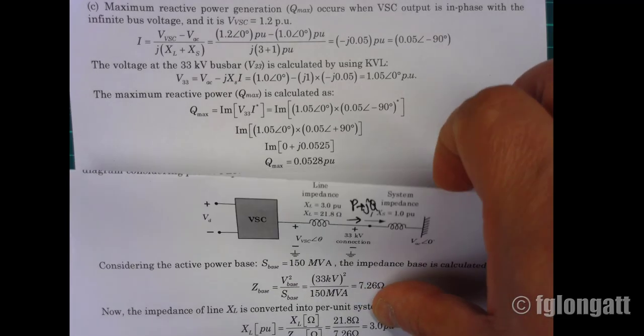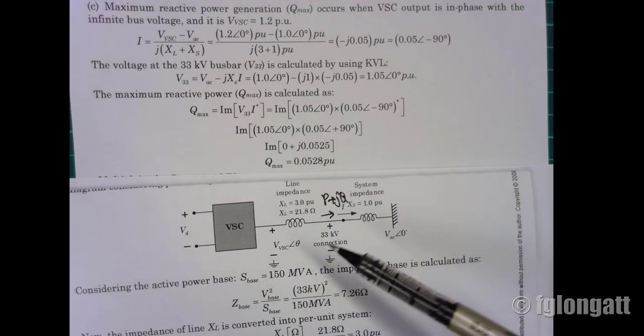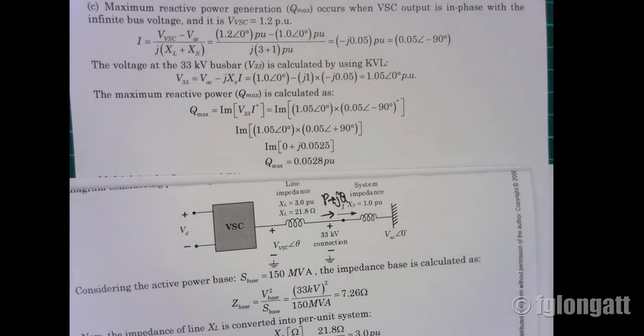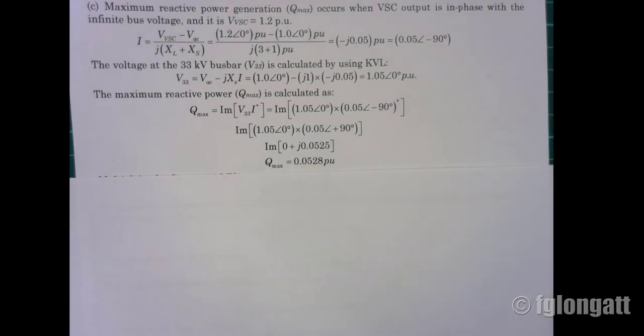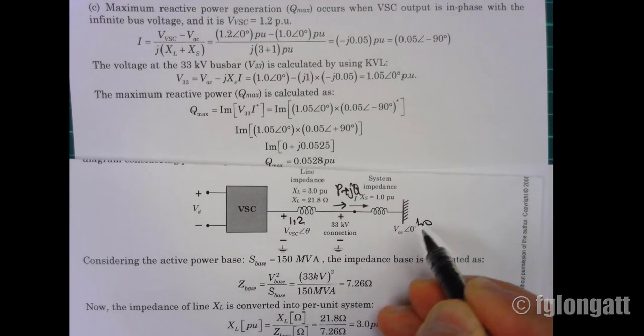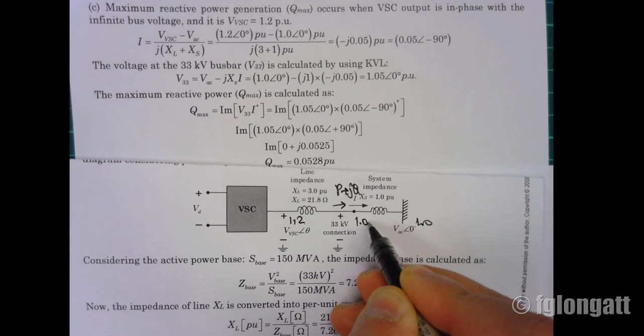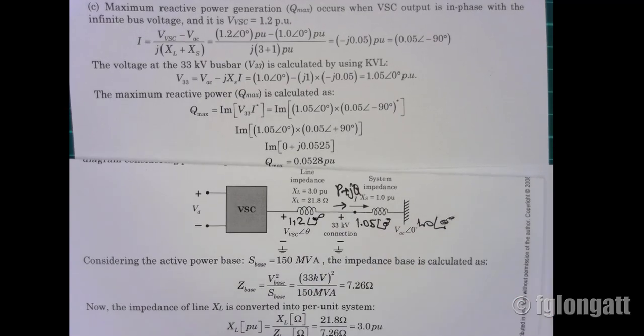And it's extremely simple to calculate the voltage in this point. The voltage in this point can be calculated basically using Kirchhoff voltage law. We are calculating the voltage at the 33 kV location, and we obtain that voltage is, remember, this is 1.2, this is 1.0, and this voltage is calculated and is 1.05. All of them are 0 degree, 0 degree, and 0 degree.